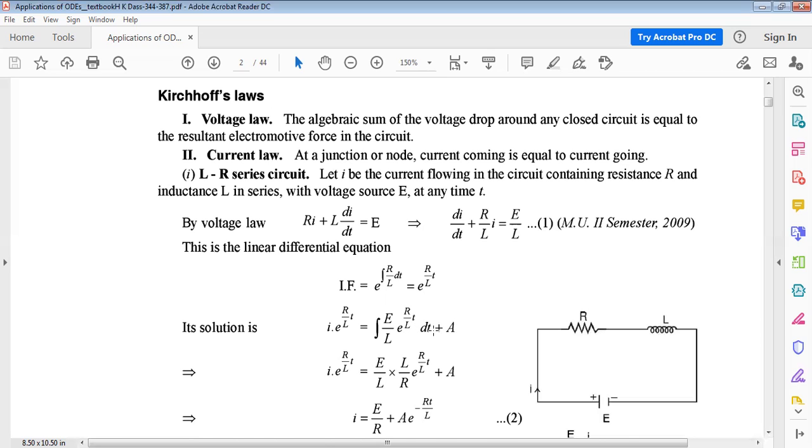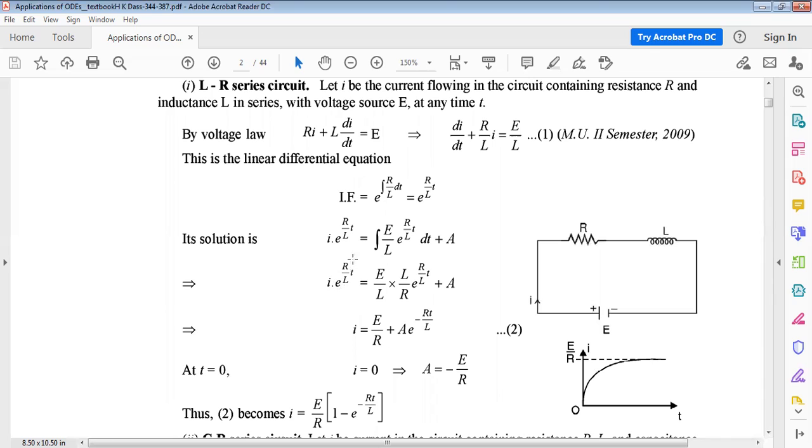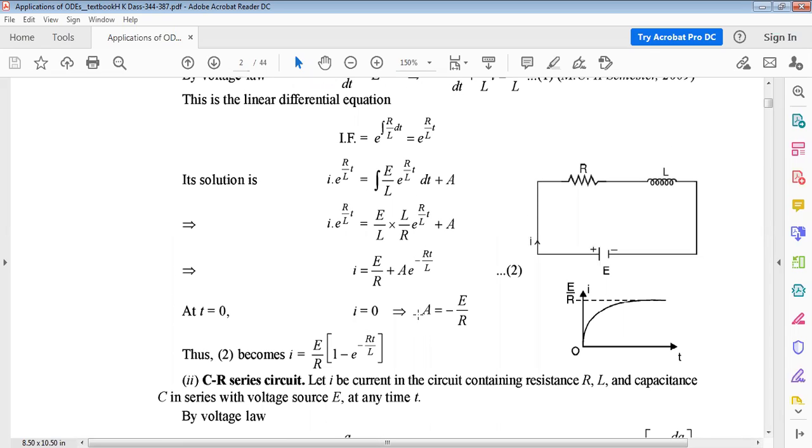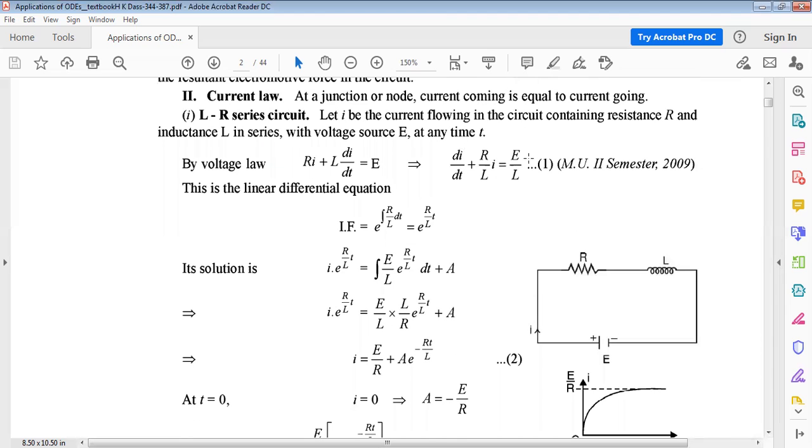Then there will be a constant a, the integral constant. I into e to the power R by L t equals E divided by L, which is the constant, times the integral of e to the power x, but we have to divide by the coefficient of t. The coefficient is R by L, and dividing by R by L we get L by R after inverting, plus the integral constant. Then dividing by e to the power R by L t, this L will be cancelled. Then at last the electric current will be this. This is the general solution for the first order differential equation.